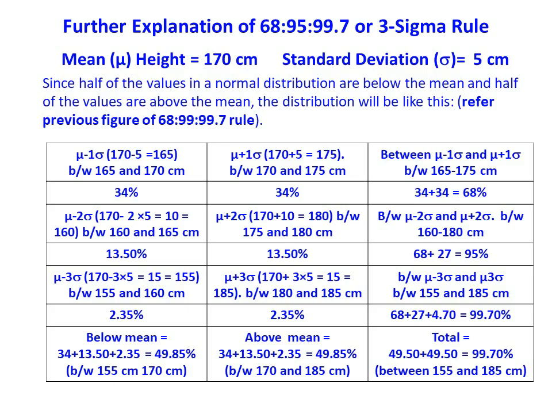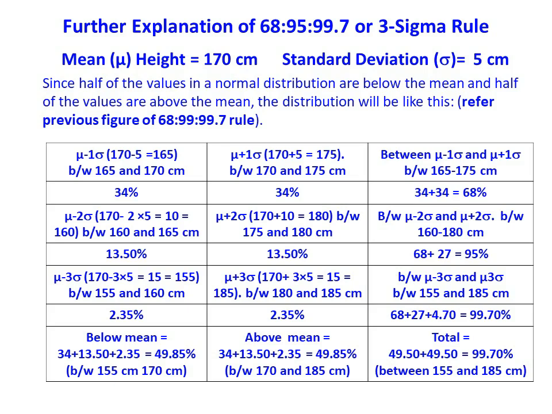The height of 2.35% of adult males in Kerala is between 160 centimeters and 155 centimeters. That is between mean minus 2 standard deviations and mean minus 3 standard deviations. The height of 2.35% of adult males in Kerala is between 180 centimeters and 185 centimeters. That is between mean plus 2 standard deviations and mean plus 3 standard deviations.